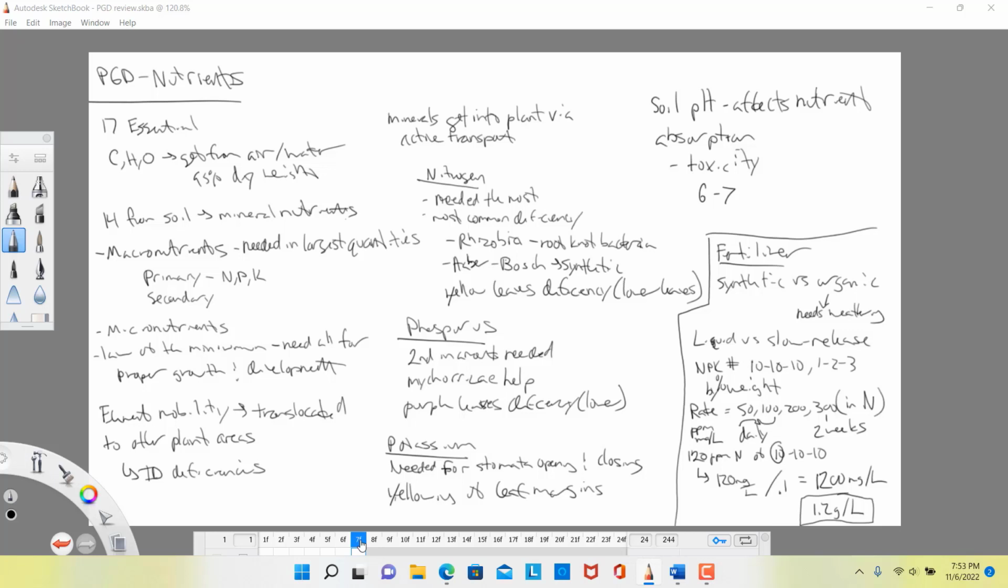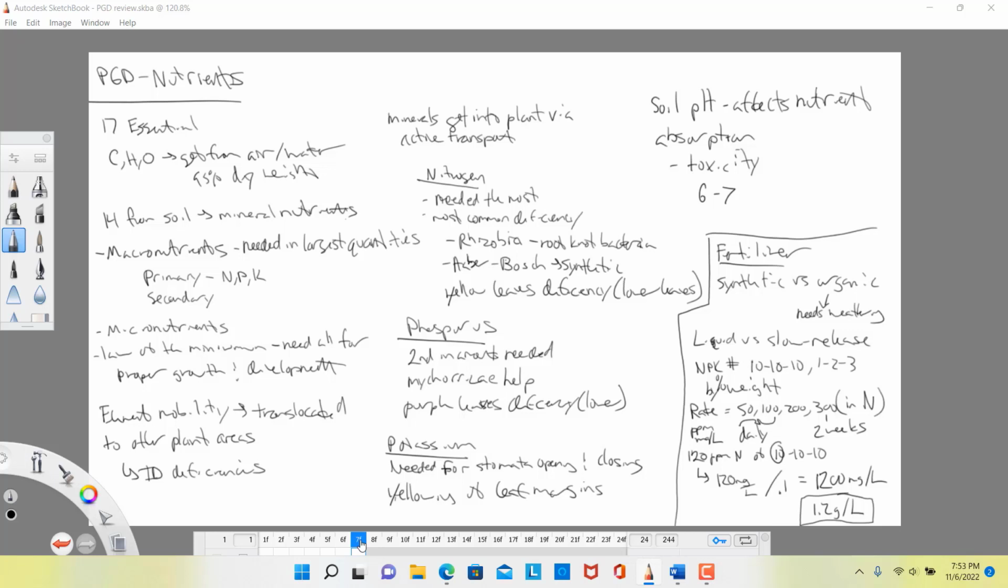And we said that there are 17 essential nutrients that are needed by our plants for their healthy growth and development. 3 of them, carbon, hydrogen, and oxygen, they get from the air and water. And that comprises about 95% of the dry weight of our plants. The remaining nutrients, 14 of them, they get from the soil, and those are referred to as mineral nutrients.